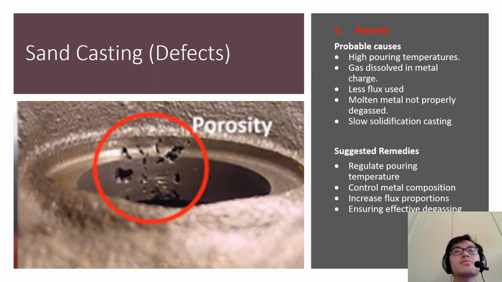Okay, next we are going to talk about the sand casting defects. The problem is porosity. The probable causes are high pouring temperatures, gas dissolved in the metal charge, lack of flux use, molten metal not properly degassed, and slow solidification of the casting. The suggested remedies are to regulate the pouring temperatures, control the metal composition, increase the flux proportion, and ensure effective degassing.